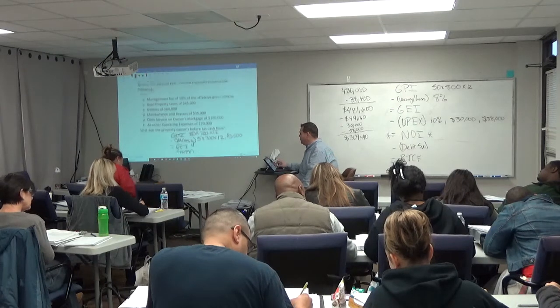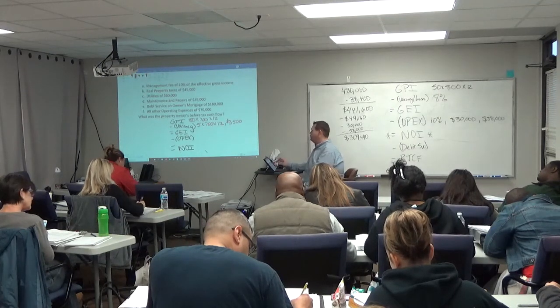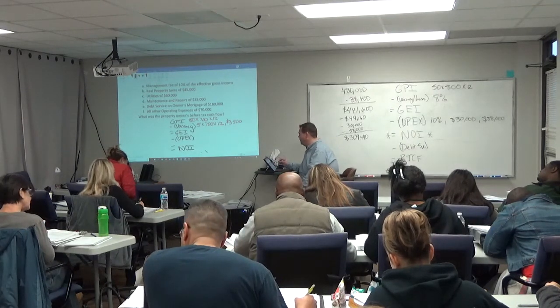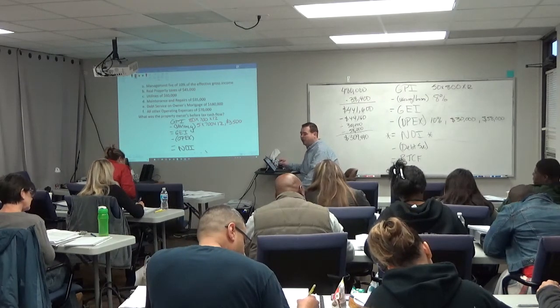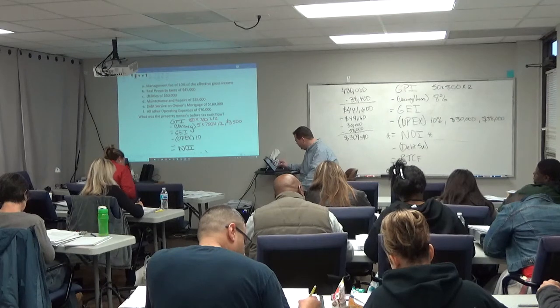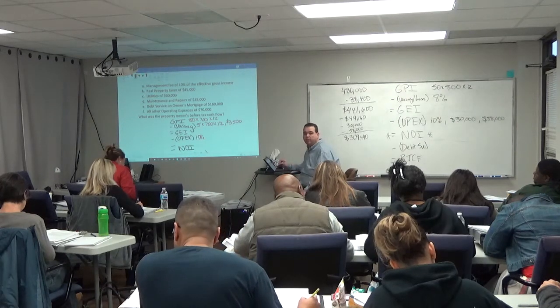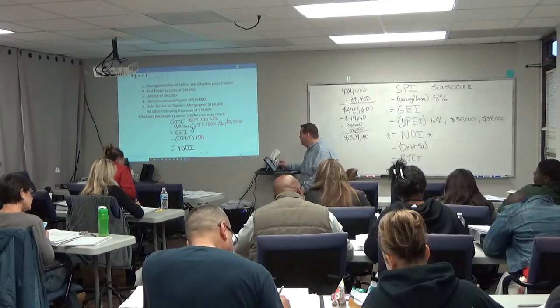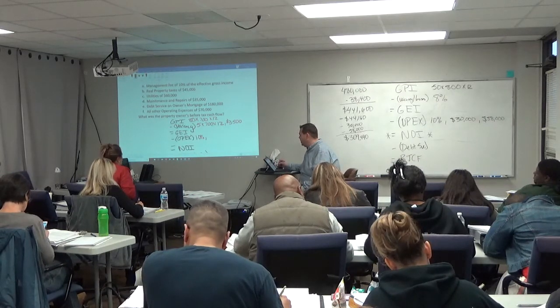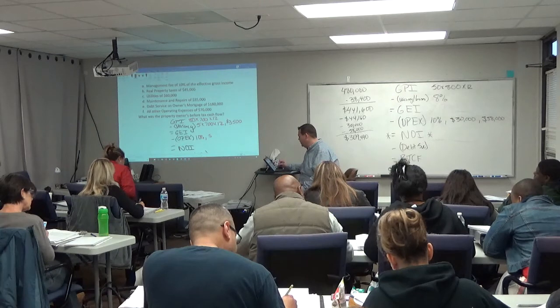Annual expenses include the following. A management fee of 10% of the effective gross income. So what line does the management fee go on? That's an operating expense, right? So I'm just going to put a note for myself, 10%. Again, I'm not worried about doing any math, just 10%. Real property taxes of $45,000. What line does that go on? Operating expense, right?